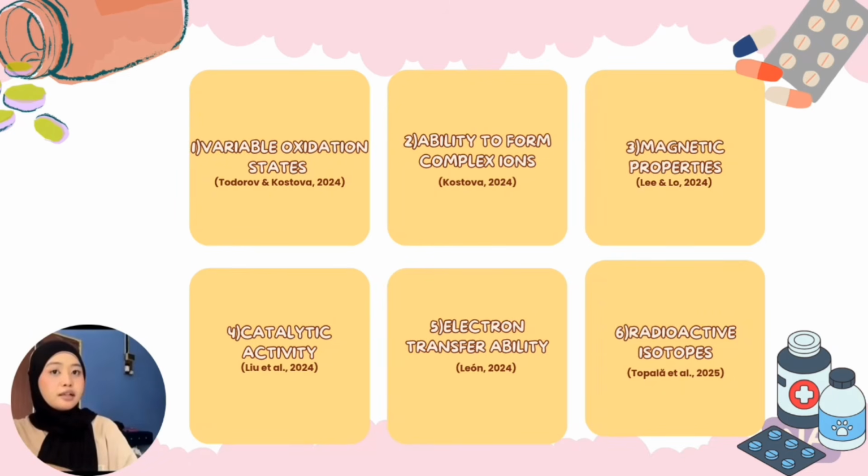Finally, some transition metals have radioactive isotopes. For example, technetium-99m is widely used in nuclear medicine to diagnose diseases by producing detailed images of organs.